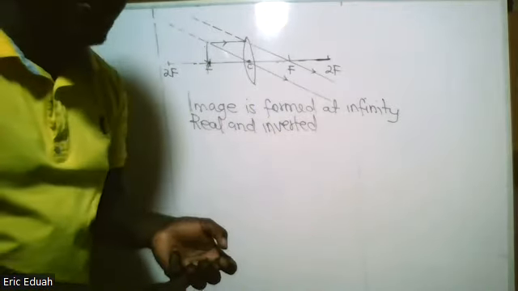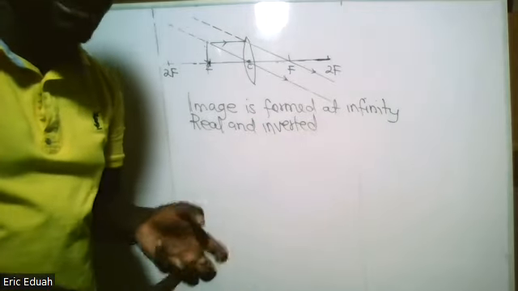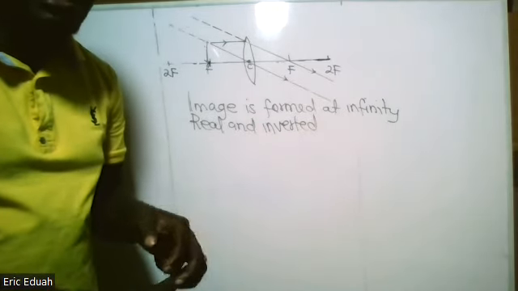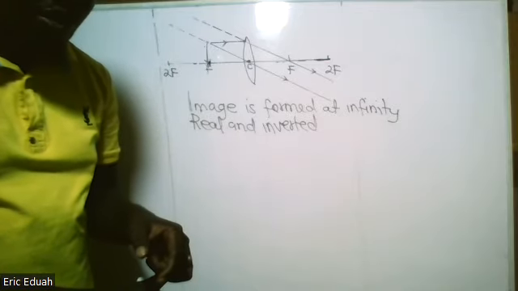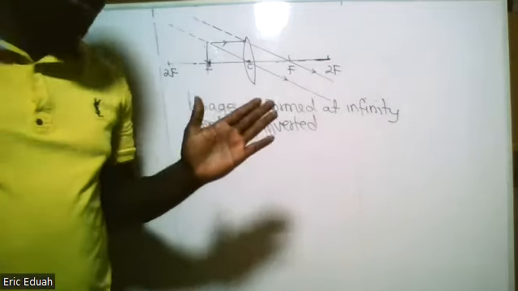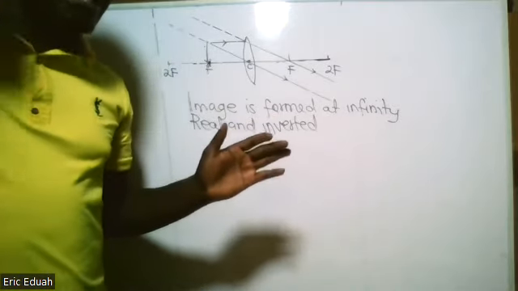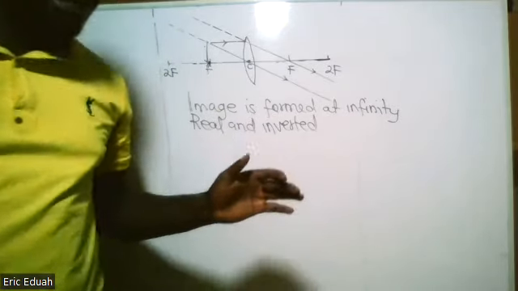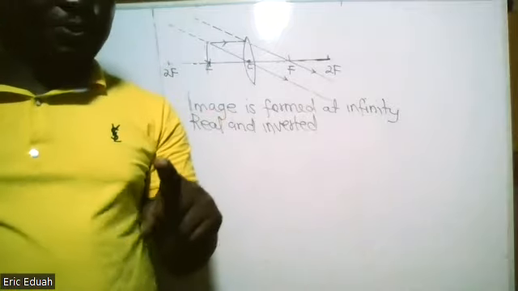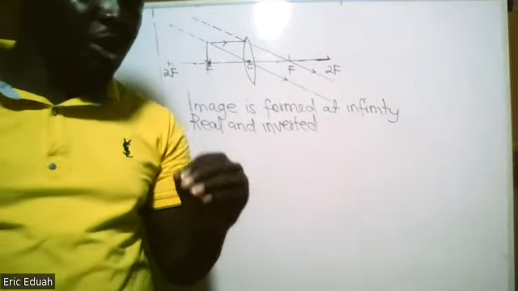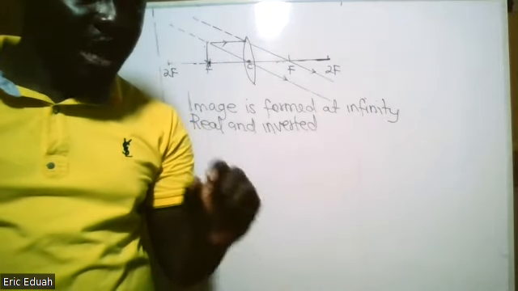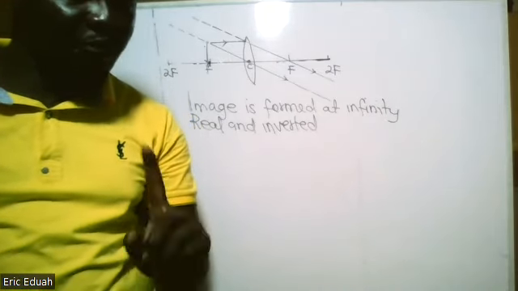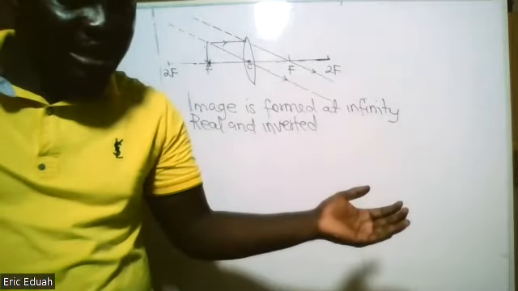A real image is formed, inverted, with the same height and size as the object, and also positioned at the center of curvature at the other end. When an object is placed between the optical center and the focal point, a virtual image is formed, a virtual, upright and magnified image.